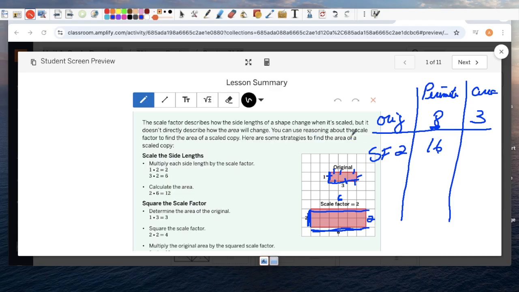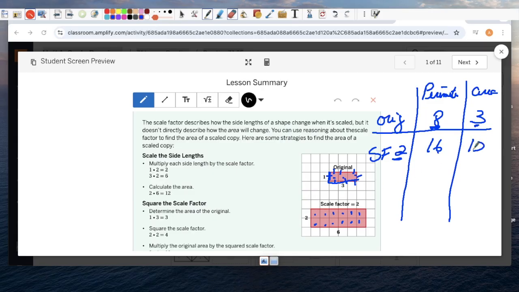But you'll notice that that doesn't work for area. So if you take the area of the original shape, which was 1, 2, 3, and you simply multiply it by 2, you get 6. But you can clearly look over the scaled copy and notice that this is not 6. It's actually 7, 8, 9, 10, 11, 12. So this is 12.